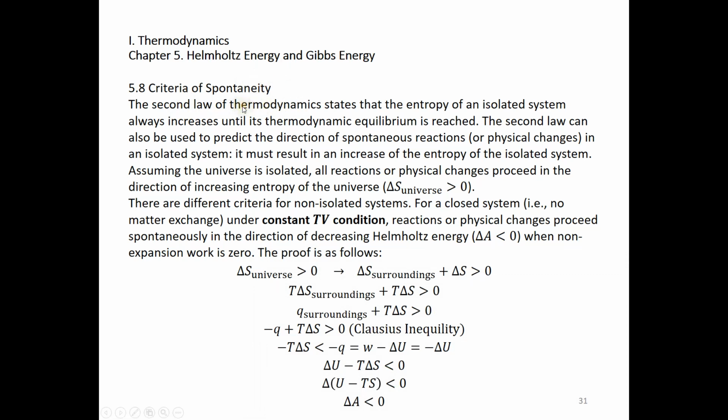The second law of thermodynamics states that the entropy of an isolated system always increases until the system reaches thermodynamic equilibrium. The second law can also be used to predict the direction of spontaneous chemical reactions or physical changes in an isolated system. Whatever the chemical reactions or physical changes, they must result in an increase of the entropy of this isolated system.